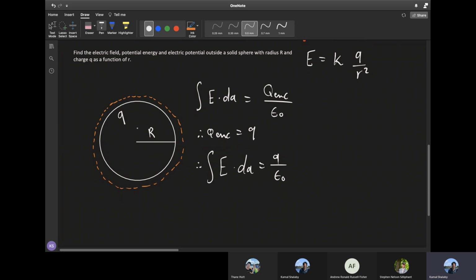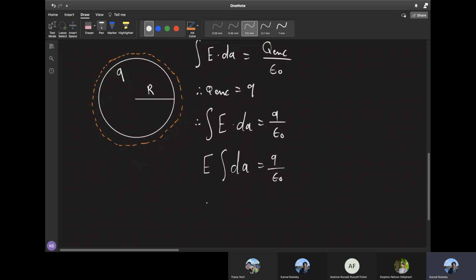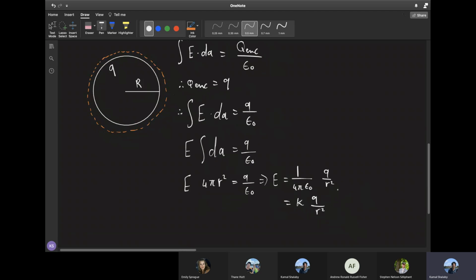Since it's a sphere and spheres are symmetrical, E is constant and we can take it outside the integral. Then this integral is the surface area of a sphere, which is 4 pi r squared. Now we have E multiplied by 4 pi r squared equal to Q over epsilon naught. That means E is equal to 1 over 4 pi epsilon naught times Q over r squared, which is also known as kQ over r squared, the same as we had over here.